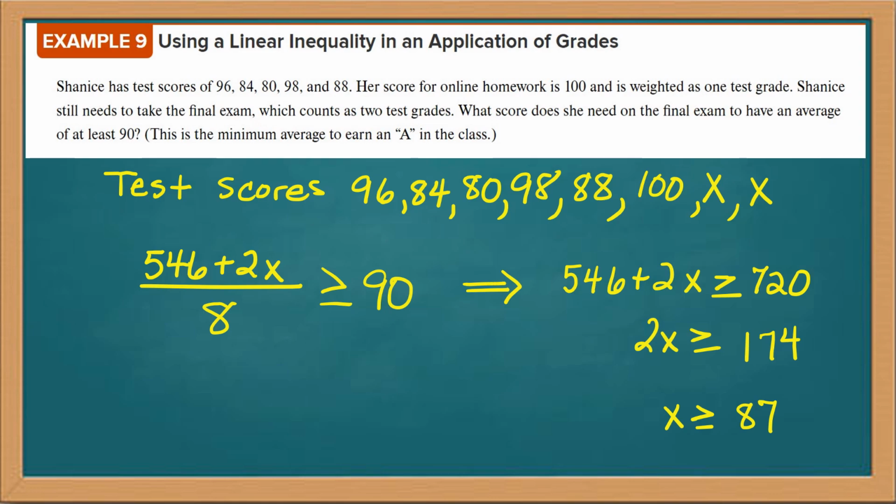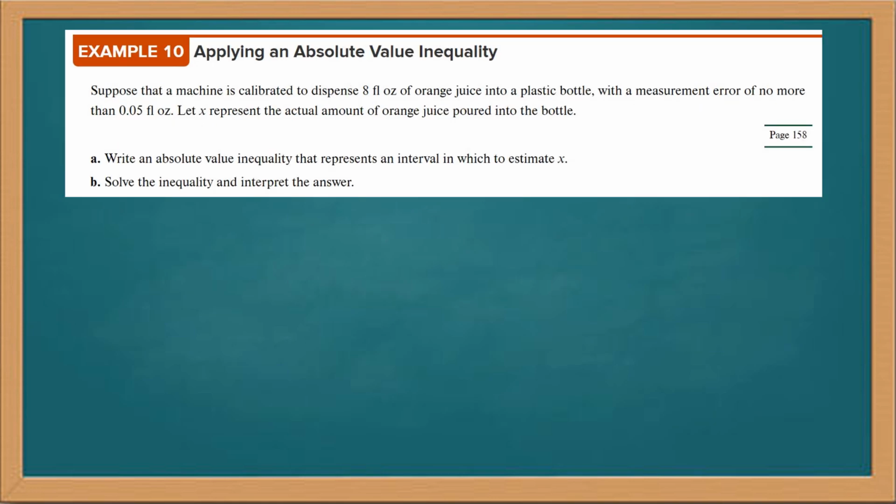Okay, on this last one, suppose that a machine is calibrated to dispense 8 fluid ounces of orange juice into a plastic bottle with a measurement error of no more than 0.05 fluid ounces. Let x represent the actual amount of orange juice poured into the bottle. So part A says write an absolute value inequality that represents an interval in which to estimate x.